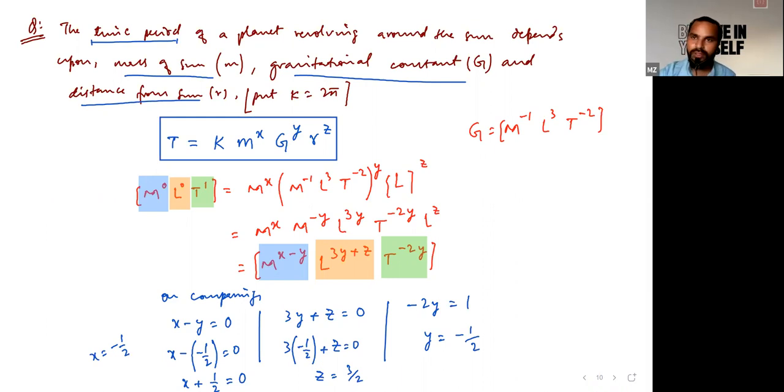Now we have solved all the different values of x, y, z. We have x is equal to minus 1 by 2, y is equal to minus 1 by 2, and z is equal to plus 3 by 2. Put the values of these terms in the first equation and try to simplify it. First of all, write it down, all of you who haven't solved.